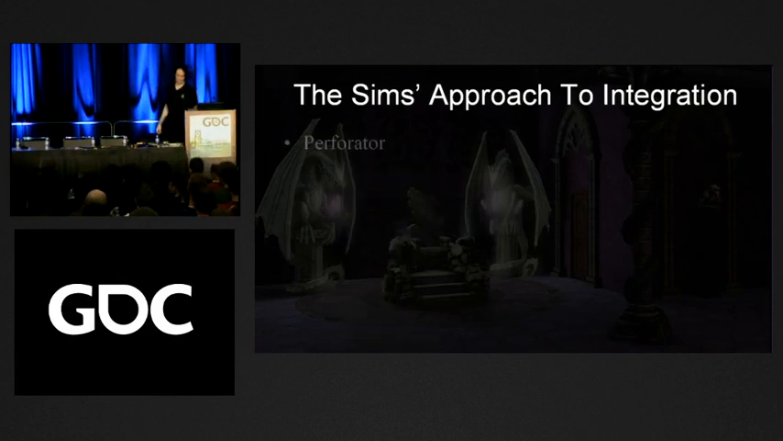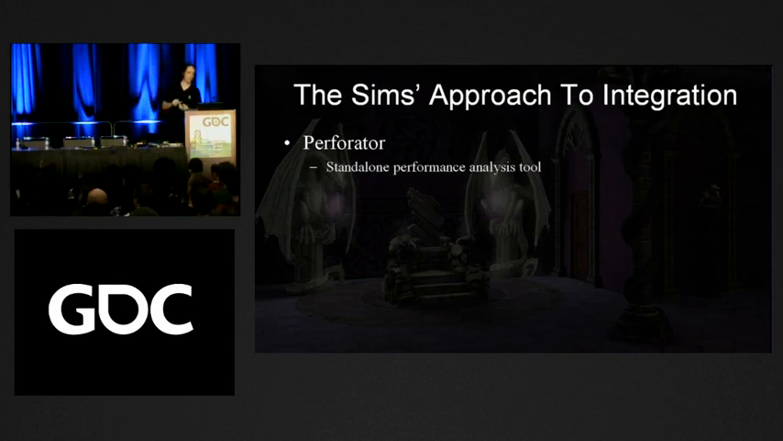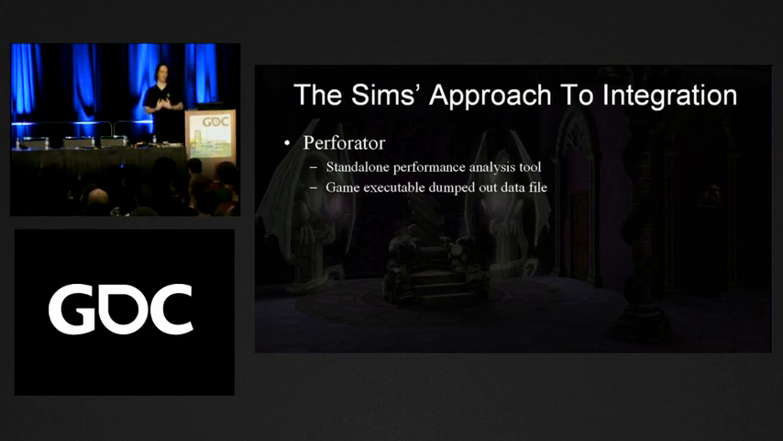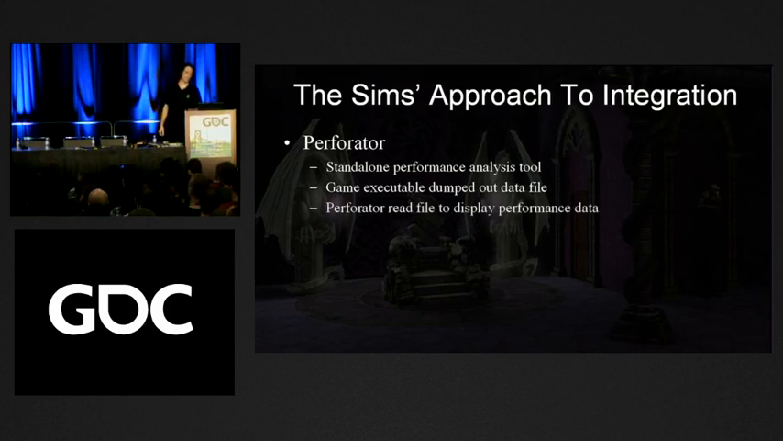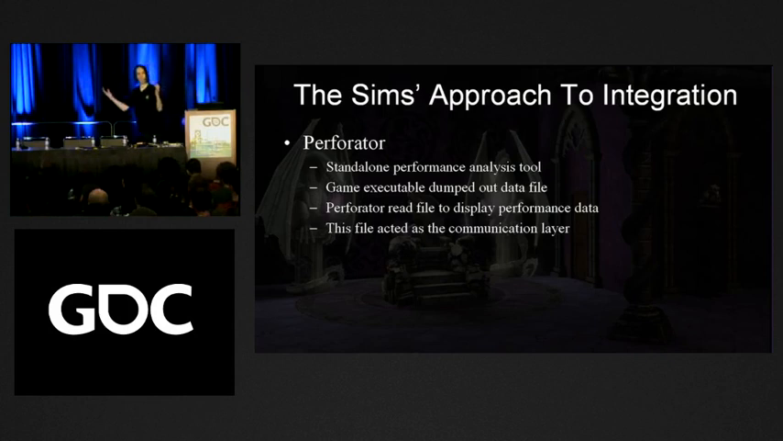There was a third thing that we did, which was more rare, where we had Perforator. This was our standalone performance analysis tool, and we used Perforator much how one might use vTune or something similar. Our communication layer was essentially a data file. That's basically what we did, and it worked really well. In the game, you'd run it in performance mode, and it would dump out all of this data. It would log all the data in the script and dump all of that stuff out to this magic data file, which ended up getting very huge. Perforator would then read it and show all of the performance data, which was really cool.